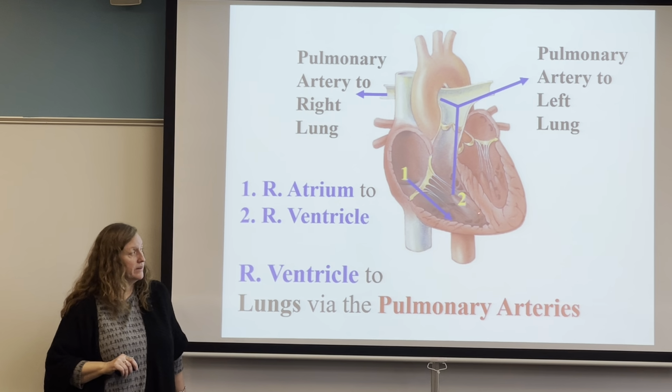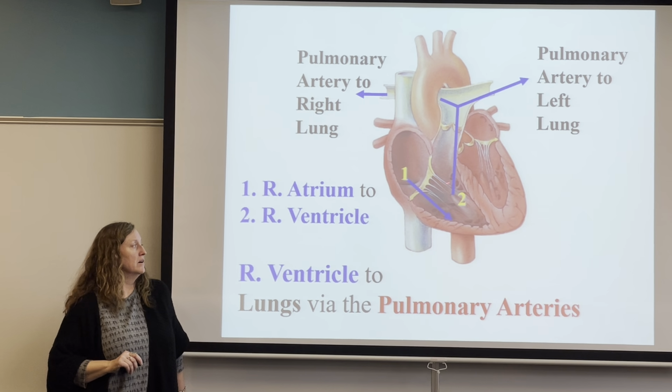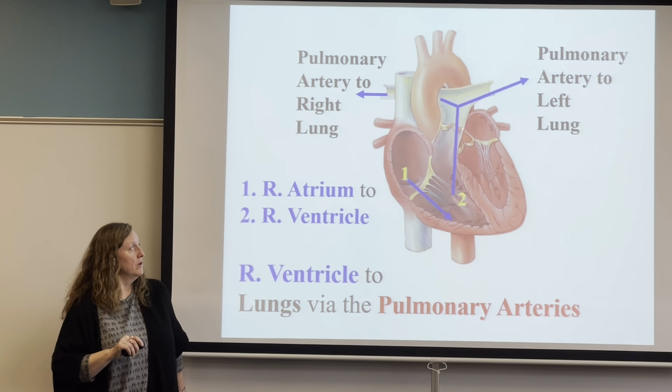AV valve will push the blood down, keep it moving in the right direction. The right ventricle will contract and blood will be pumped through. We have valves here too, called the semilunar valves. That will keep the blood moving into the pulmonary artery and out to the heart. So you can see it's like a T shape.